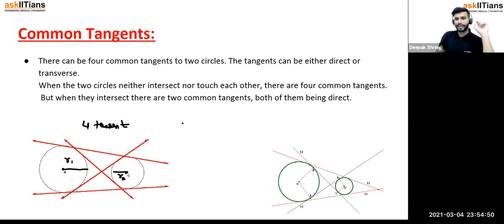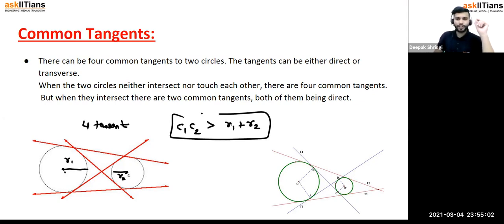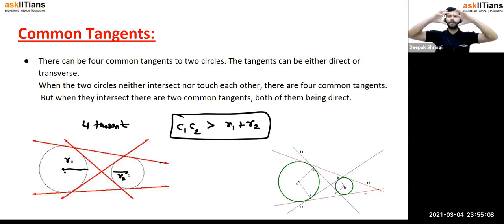So this case arises when the distance between the centers, that means C1C2, is greater than the sum of the radii. If this is happening, then we are going to get four tangents between two circles, when the two circles are completely apart from each other. The mathematical condition for that is that C1C2 is more than R1 plus R2, right? Basically, the sum of their radii has to be less than the distance between their centers. Clear about that? Is there any doubt?